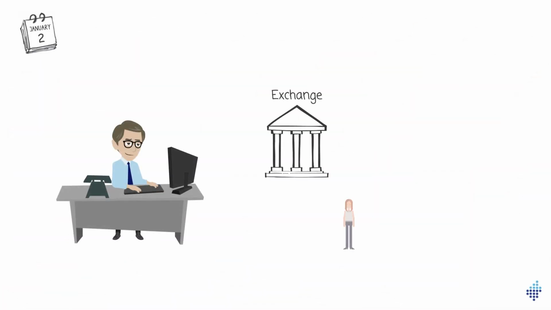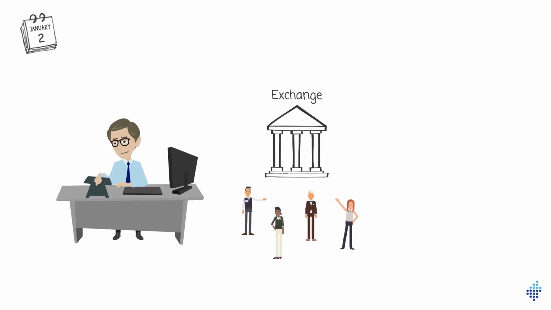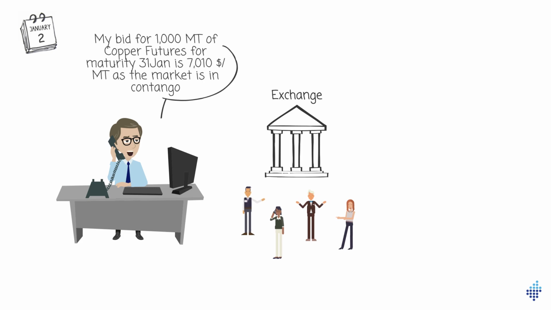To mitigate her exposure, the trader decides to sell copper futures. She calls her broker, who gives her a price of $7,010 per ton for the end of January maturity. The market is in contango.